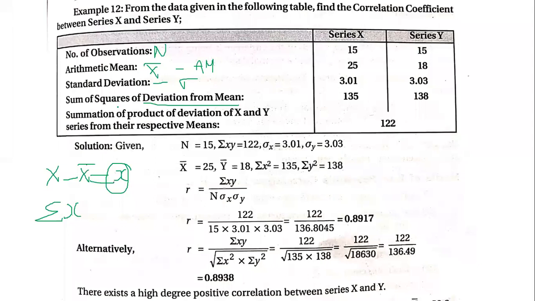Now, sum of squares of deviation. Deviation is small x. Sum of that is sigma x square. So, sigma x square is given to us, that is 135. Similarly, sigma y square, sum of squares of deviations from mean, is 138. And okay, so that was 1. Did you all understand this part? Sum of squares of deviation from mean. You have to read it a little in reverse order. Deviation from mean and then sum of squares of the deviation. Understood?